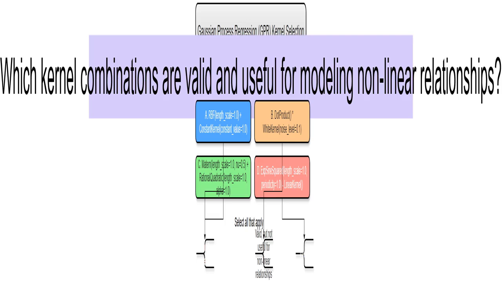I'm looking for kernel combinations that work correctly and effectively model data that isn't simply a straight line. I need to understand which mathematical operations are valid when combining kernels and which kernels are capable of capturing complex, curved relationships in the data.